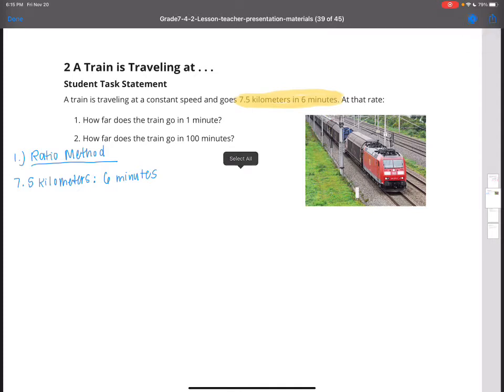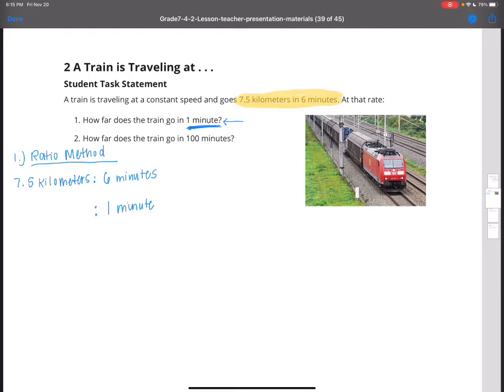Now, in the past, I used to tell my students, look at question 1. It's asking us, how far does the train go in 1 minute? This is imperative, okay? So in the new ratio, I want you to put 1 minute because that's what it's wanting us to know. So if you're wondering, hey, where did you get 1 from? I got it from the question right here, okay?